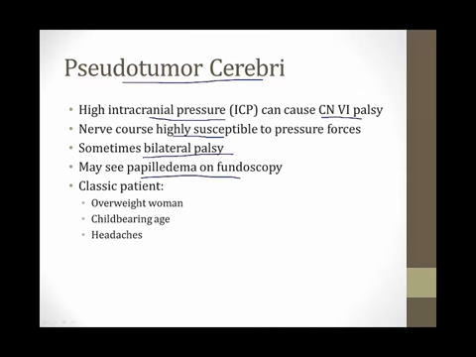And the classic demographic that develops pseudotumor cerebri is an overweight woman of childbearing age who presents with headaches and a cranial nerve 6 palsy. The diagnosis you want to think of in that situation is pseudotumor cerebri. And that concludes our module on eye movement.